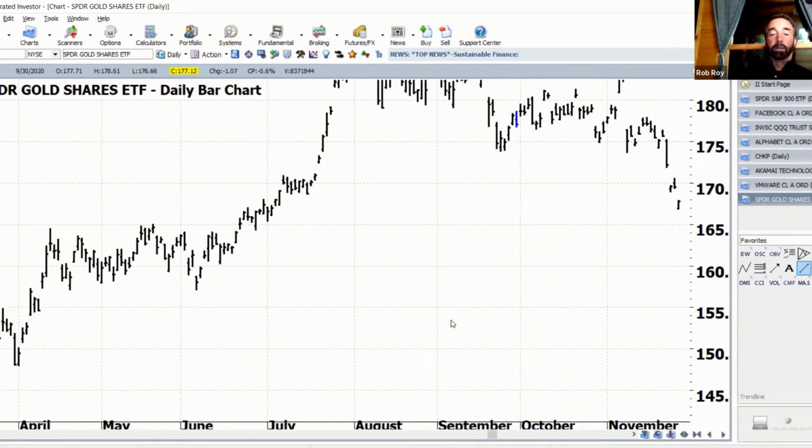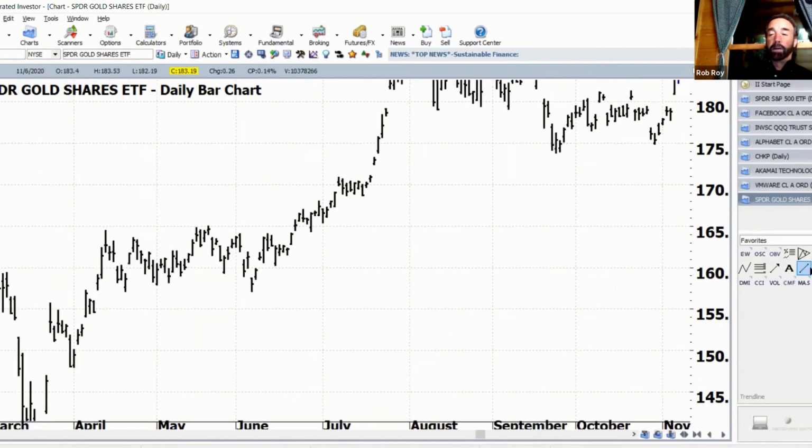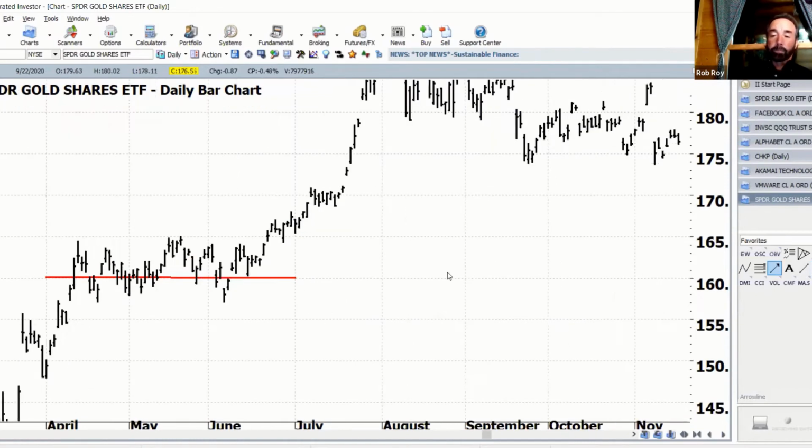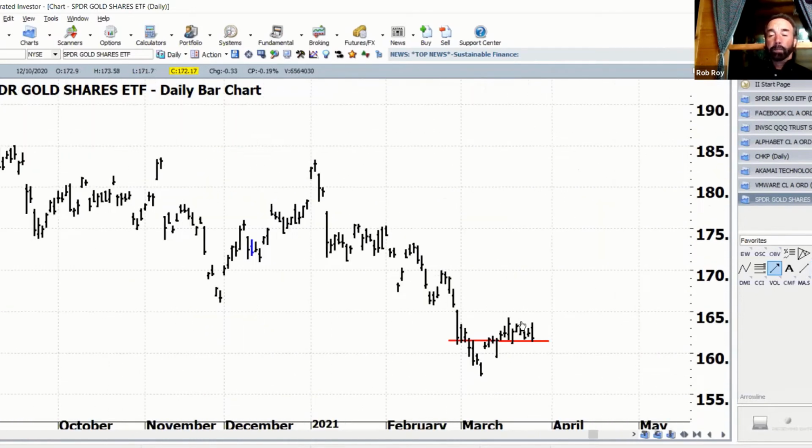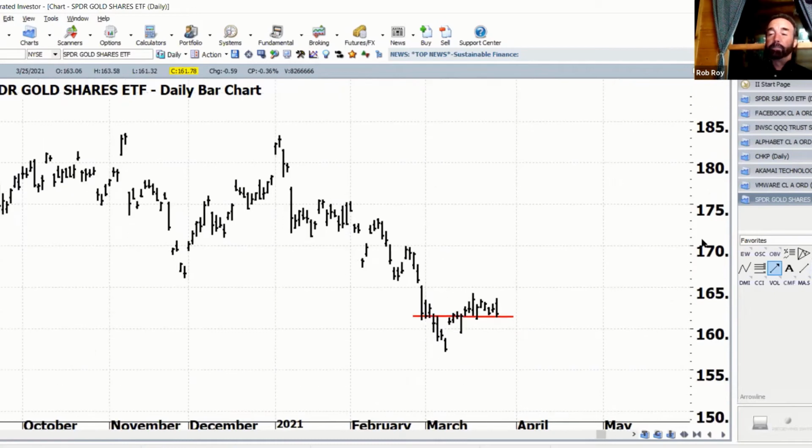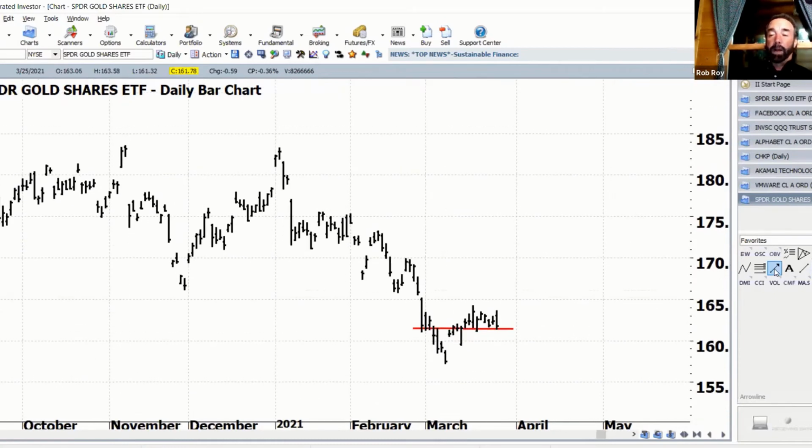So you can see going all the way back to support from last year. There's our area through here, right at 160. It's held it, and it's consolidating on top of it. So maybe it is getting ready to make that blast off back to the upside.